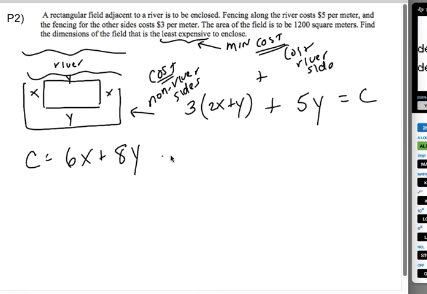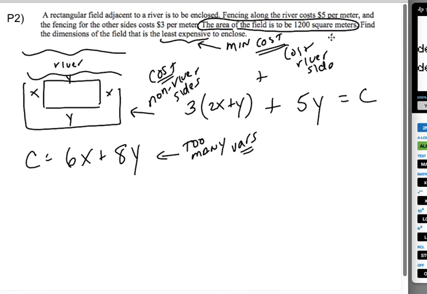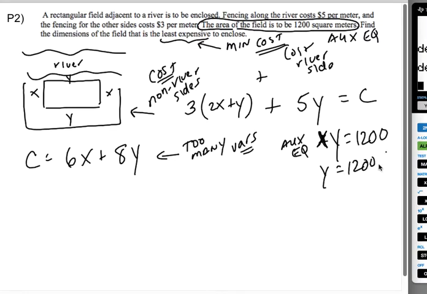Great. The problem is that that's still too many variables. I really need to get rid of x or y, so I need some other piece of information. The other piece of information is that the area to be enclosed is 1,200 meters. So my auxiliary equation is that x times y, because that would be the area, xy is 1,200.